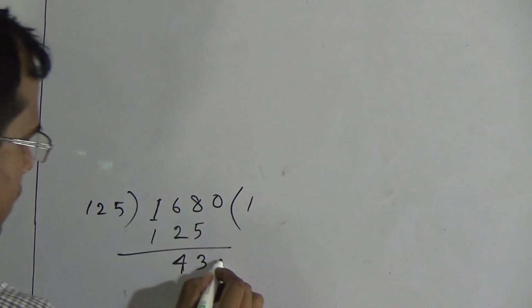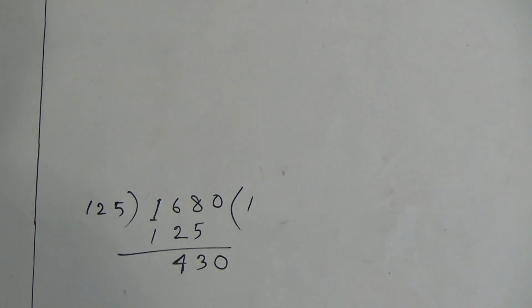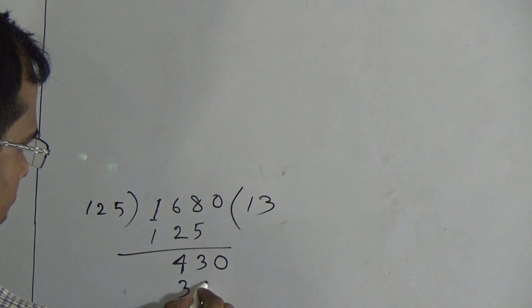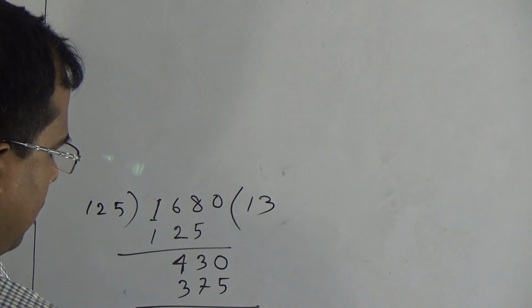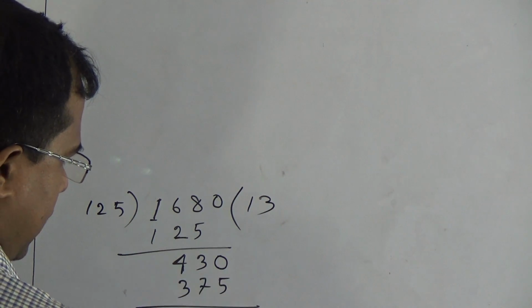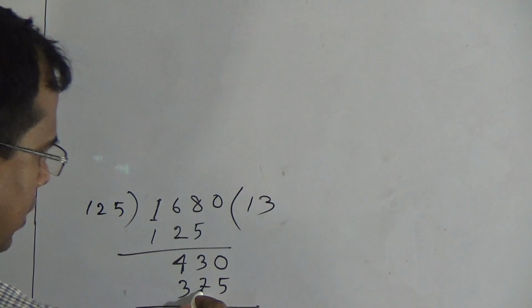Now we will take this 0. In 430, how many times can we give it? If we give 3 times, then it will be 375. 3 times 375. If we subtract now, 0 minus 5, we will consider it as 10, then 10 minus 5 is equal to 5, and carrying 1 add with 7, then it will be 8.